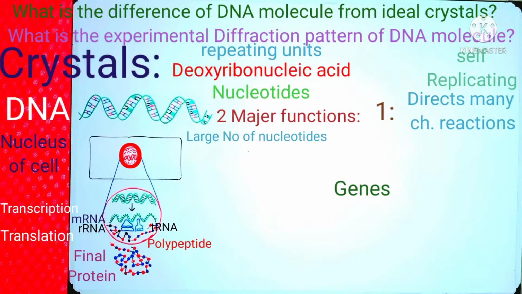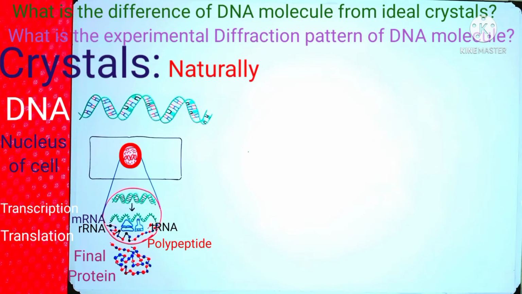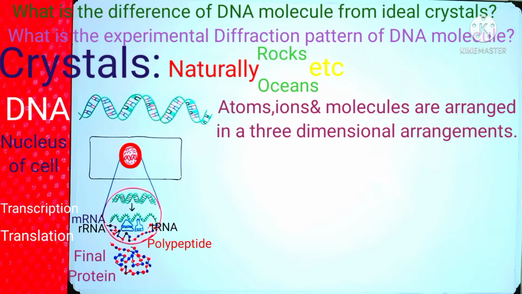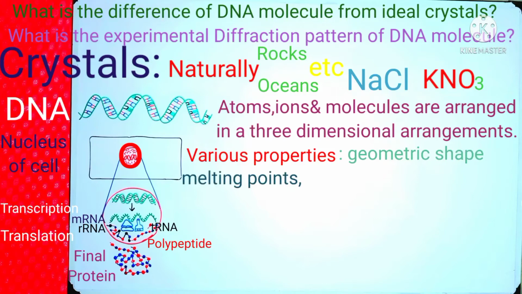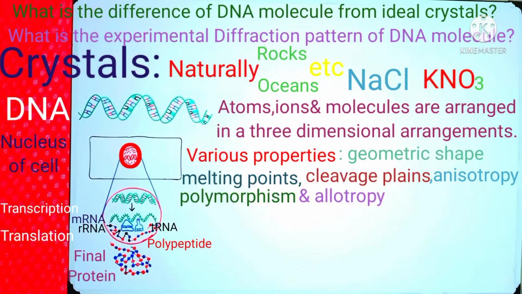On the other hand, crystals are obtained naturally from various different sources such as rocks, oceans, etc. But these are not present in a living cell in a huge amount. A crystal can be defined as a solid in which atoms, molecules or ions are arranged in a definite three-dimensional arrangement. Its examples are sodium chloride and potassium nitrate. Crystals show many properties such as geometric shapes, melting points, cleavage plane, anisotropy, polymorphism and allotropy. Crystals can also show transition temperature. All these properties depend on the crystal nature.